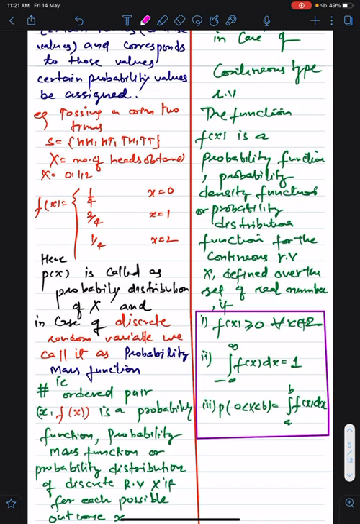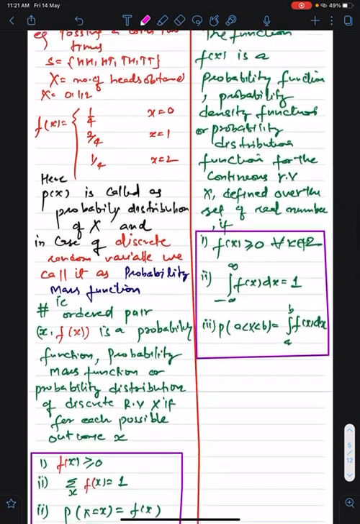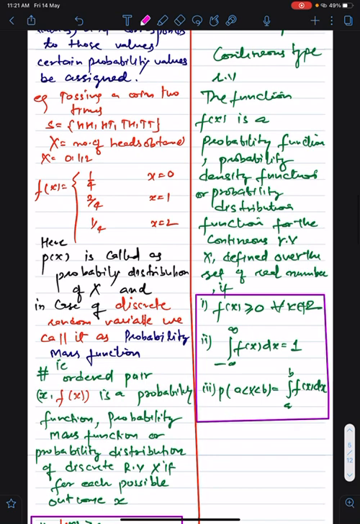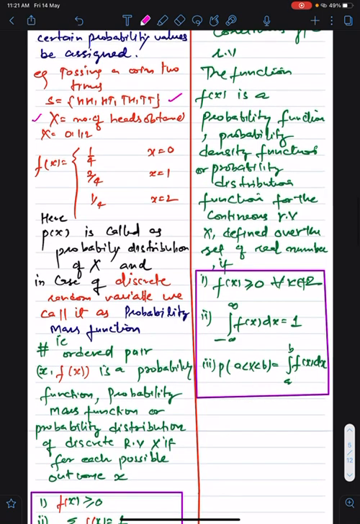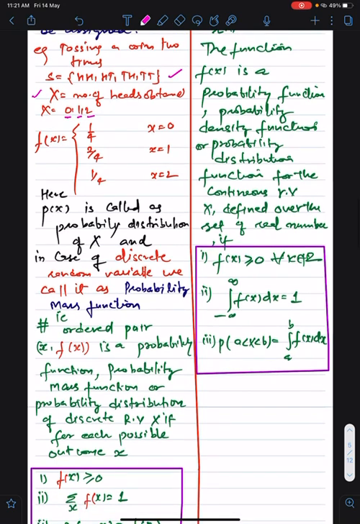We are tossing two coins, or you can say a coin two times. So you have a sample space like this, and suppose I define my random variable as the number of heads obtained. How many possibilities are there? Either I will get no head, or one head, or two heads. I have to find the probability distribution corresponding to these values.